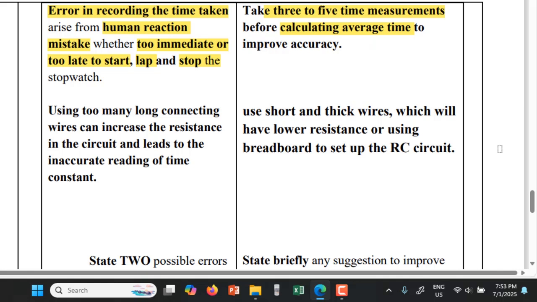Then if you notice that we are doing the connection with a lot of connecting wires, when we use too many long connecting wires, this might increase the resistance in the circuit, and this will lead to inaccurate reading of the time constant. Why? Because our time constant is RC. So if our R increases, then our time constant will increase. So how are we going to overcome this? We will prefer to use short and thick wire, which has lower resistance, or we might use a breadboard to set up the RC circuit. So we will minimize the use of too many connecting wires that can increase the resistance.